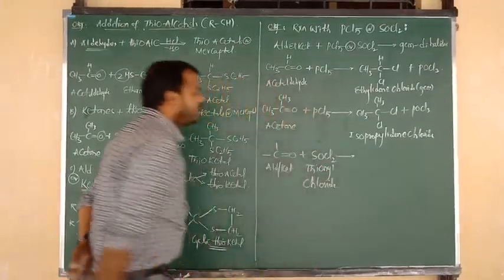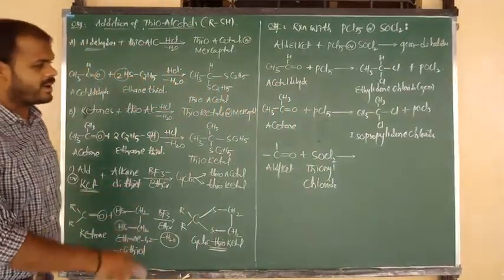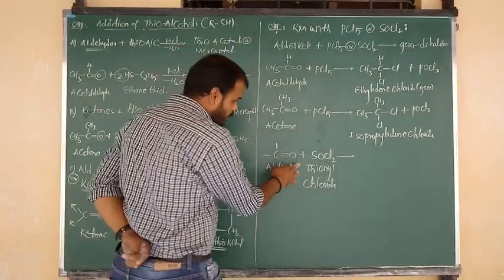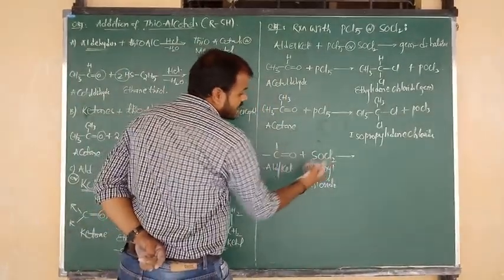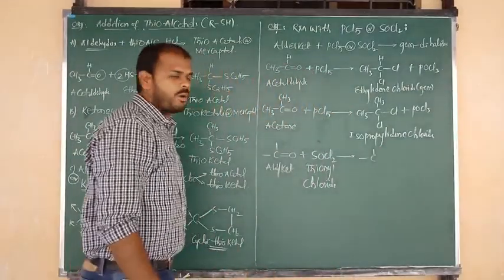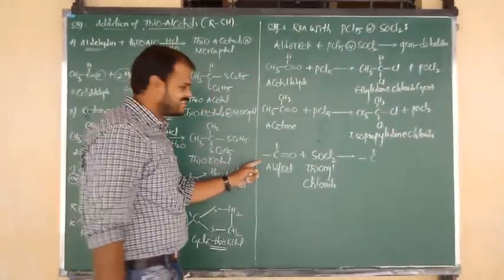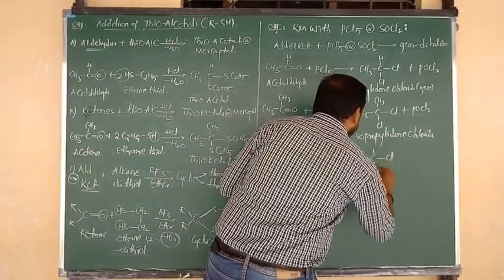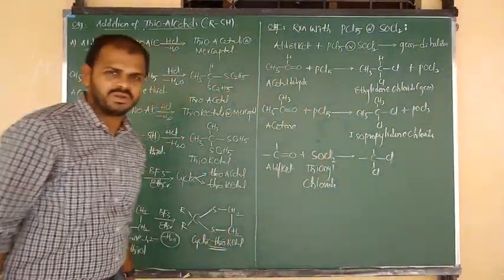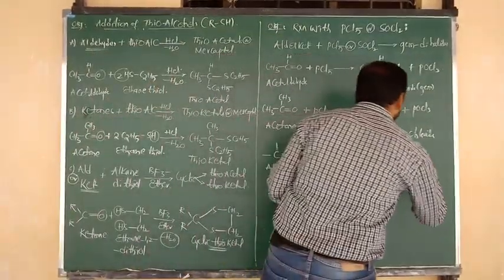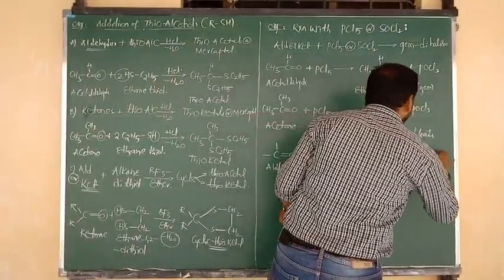Aldehydes and ketones upon reaction with thionyl chloride, same thing: here also remove the oxygen. On the two bonds, we have to attack the two chlorines. Carbon is connected to these two bonds, which I have written as they are. The remaining two bonds are attacked by Cl, and such Cls are coming from SOCl2. The remaining S and oxygen are eliminated in the form of SO2 gas.